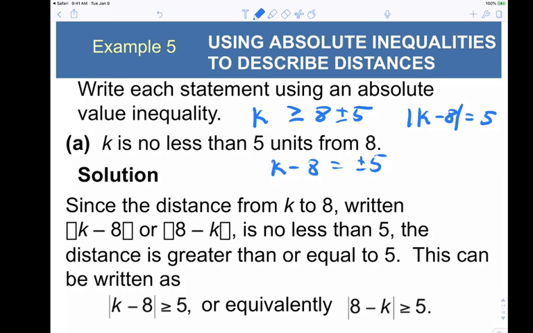K is, maybe not. Give me a second. If I subtract that, so they're saying that is this K, k minus 8 greater than or equal to 5. So then that would be this case. So it would be k minus 8 greater than 5 or k minus 8 less than or equal to negative 5.